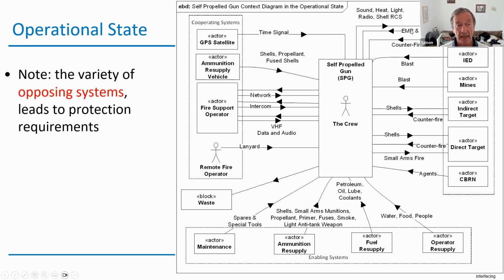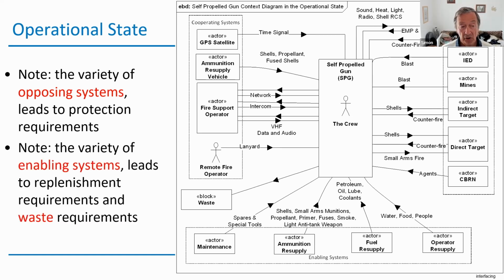So there's a variety of opposing systems, and what this leads to is we need protection requirements. We need to protect the crew because look, the crew is in there, so we need to protect them from all these different types of attack. Note the variety of enabling systems.